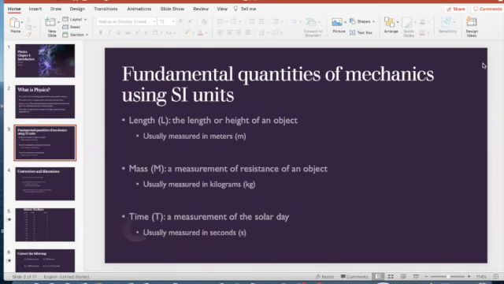We talked about the fundamental properties of physics. So we have length, which is the distance between 2 points. It's usually measured in meters. We're going to use the SI unit system. So I know here in America, we use miles for our distance, but for scientific purposes, we'll be using meters. For mass, we're going to be using kilograms. And for time, we're going to be using seconds.